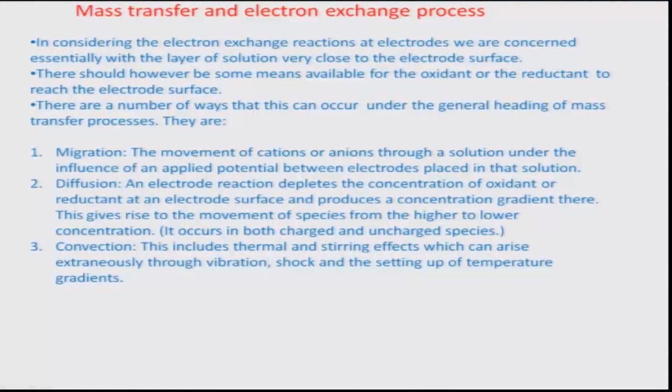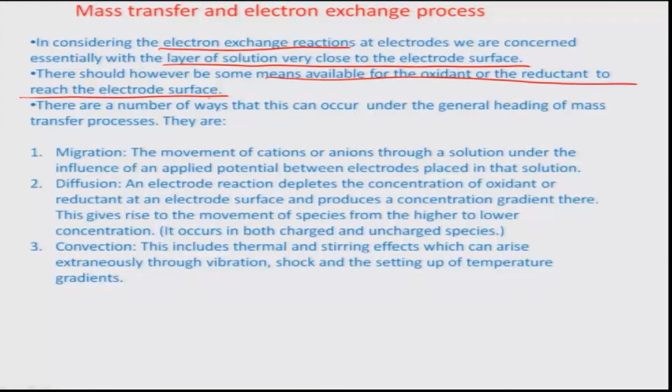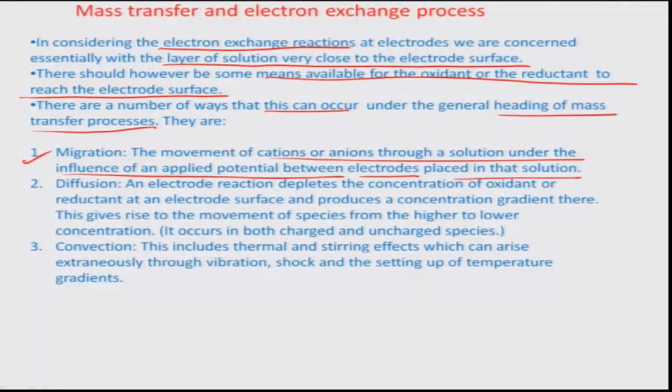So, in considering such an electron exchange reaction at electrodes, we are concerned essentially with a layer of solution very close to the electrode surface. There should, however, be some means available for the oxidant or the reductant to reach the electrode surface, and there are a number of ways in which this can occur under the general heading of mass transfer processes. They are migration: it's a movement of cations or anions through a solution under the influence of an external potential between the electrodes placed in that solution. Diffusion, it's basically concentration gradient driven flow.